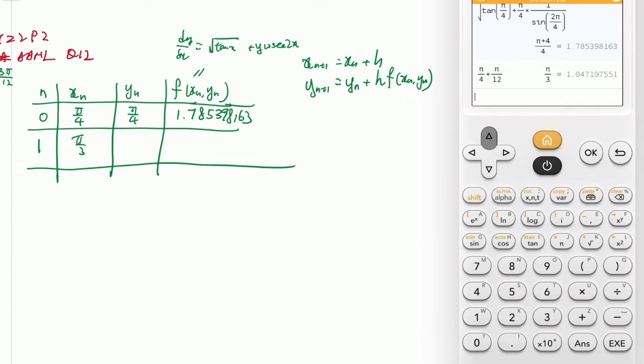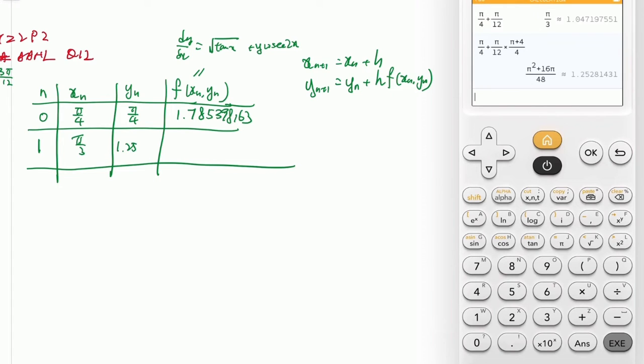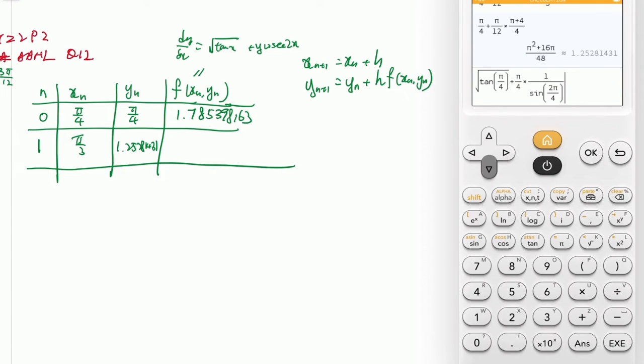What's y? It will be the previous y plus pi over 12 times this, times f(xn, yn). 1.2528431. Then you substitute those values into f like this, except x is now the new value.